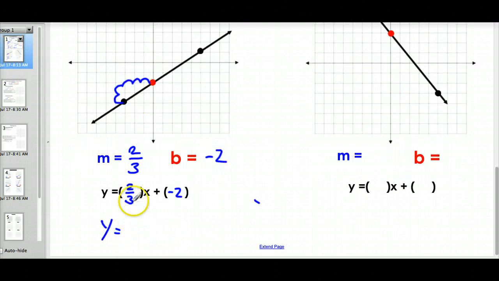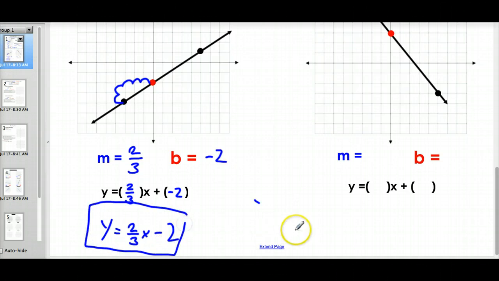Now just to write this more clearly, you should be taking away these parentheses. It's just for you to write inside. And plus negative just becomes negative. So we'd write this as y equals 2/3 x, and this plus and negative just becomes minus 2. And that would be our final equation.